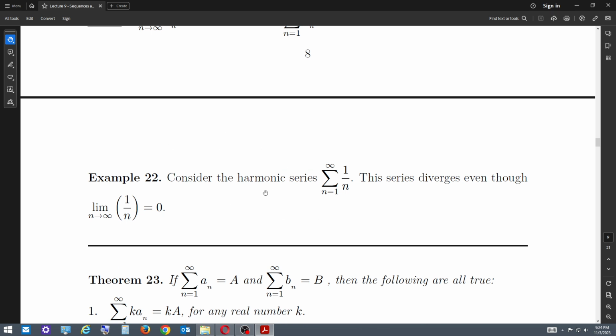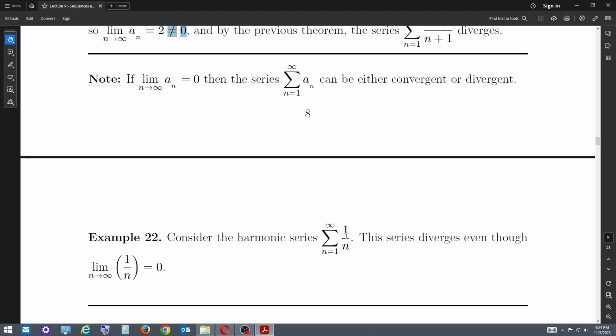A simple counterexample is to consider the harmonic series. If I let a_n be 1 over n, we've already seen when we looked at sequences that this sequence converges to 0. So as n goes to infinity, 1 over n goes to 0. But the series itself diverges. Later on we will see a theorem that tells us that.